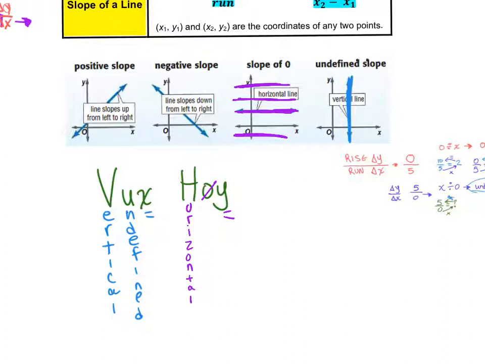Then we also have this little tiny slope dude. A picture that you can think of. If I have a line going up, I am positive. If I have a line going down, I am negative.